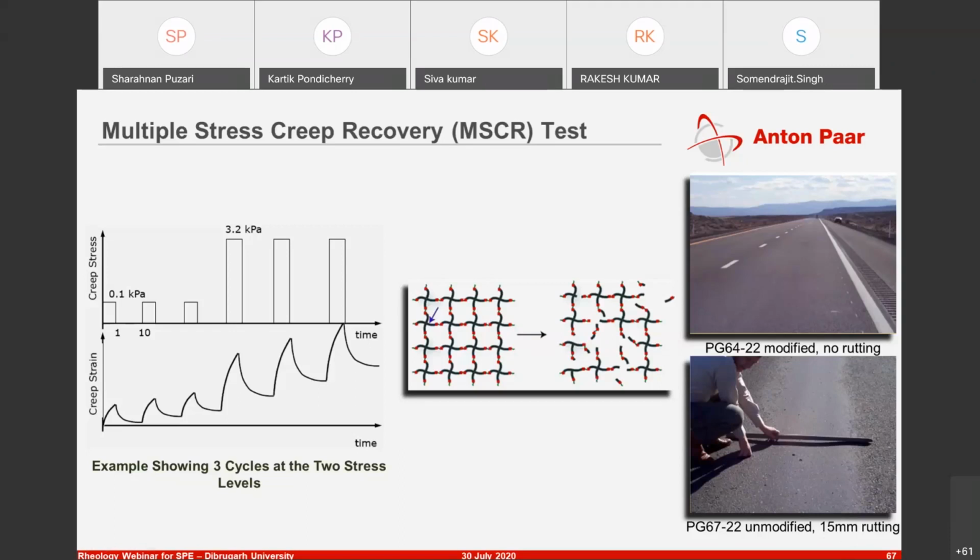So in order to understand those behaviors, what one could do is a creep recovery test. And there, what you are actually doing is putting the sample through some rigorous creep cycles, and then seeing how they recover, how they respond. So if this is the network that was originally there, by doing this you're actually breaking the network and seeing the limit to which this sample can go.